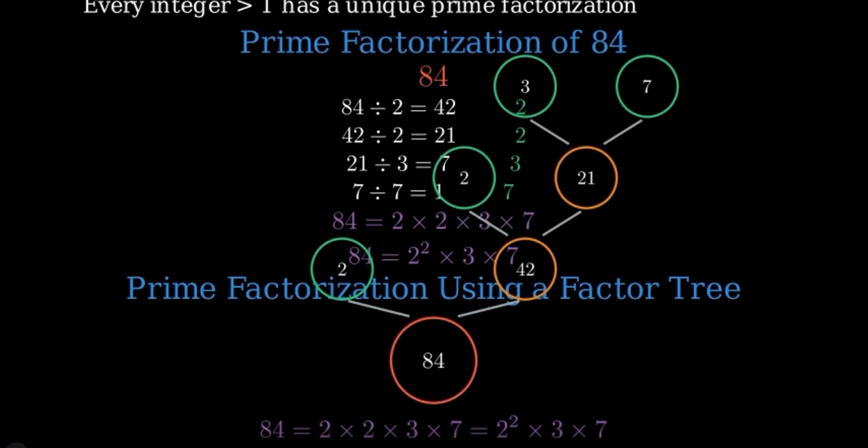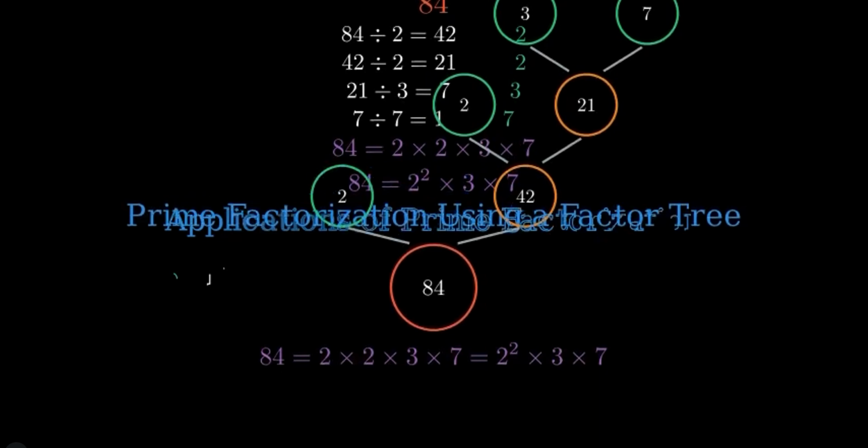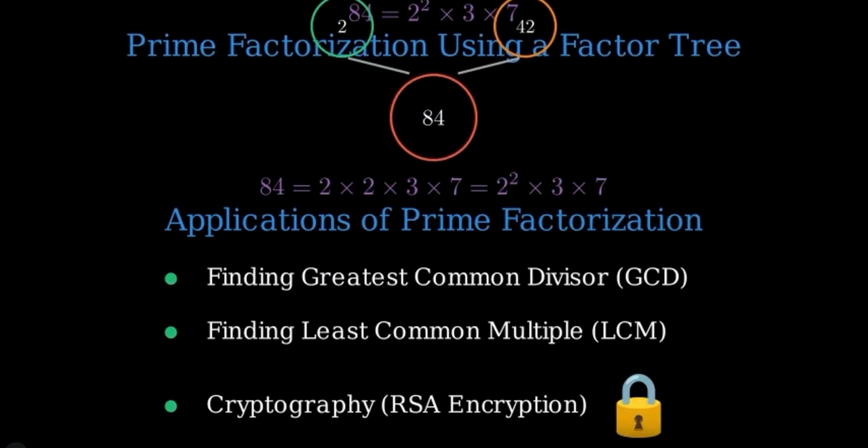Prime factorization has many applications. It helps us find the greatest common divisor, or GCD, and the least common multiple, or LCM, of two or more numbers. It's also fundamental in cryptography, especially in RSA encryption, which relies on the difficulty of factoring very large numbers into their prime components.